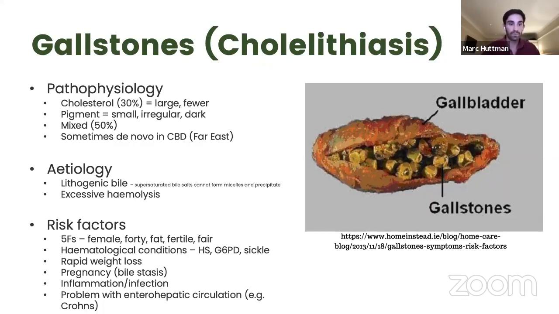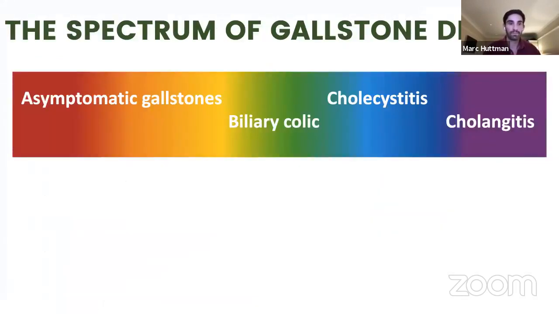Pregnancy as well, because you get bile stasis, and infection in general. You get problems with enterohepatic circulation. So if you have Crohn's disease and you resect the terminal ileum, where a lot of the bile is reabsorbed as part of that enterohepatic circulation, then because you're losing so much, the gallbladder has to produce more to keep up, and therefore you get a higher chance of them precipitating and forming gallstones as well.